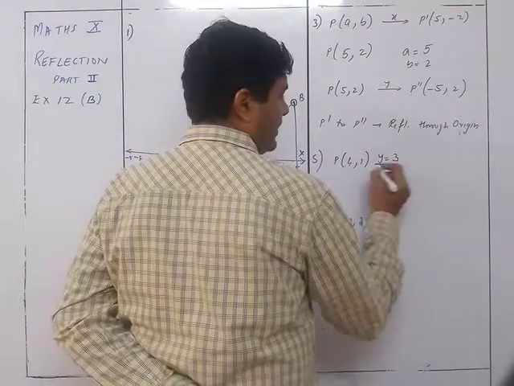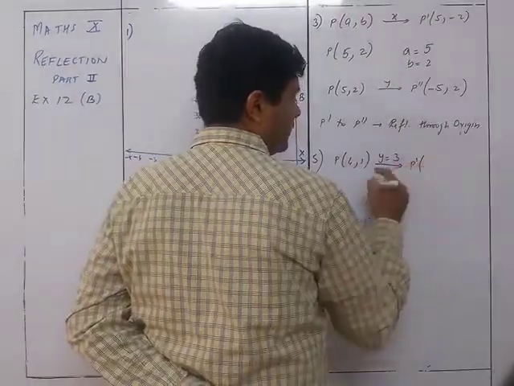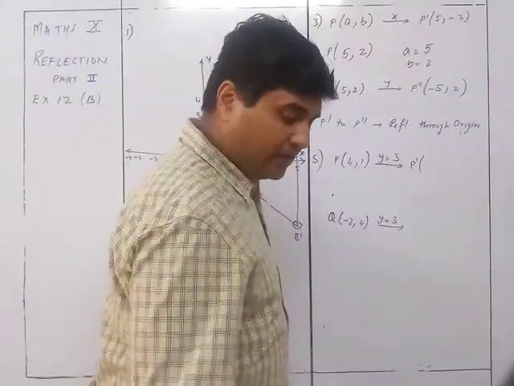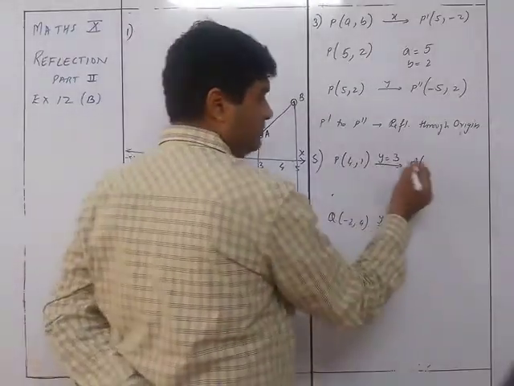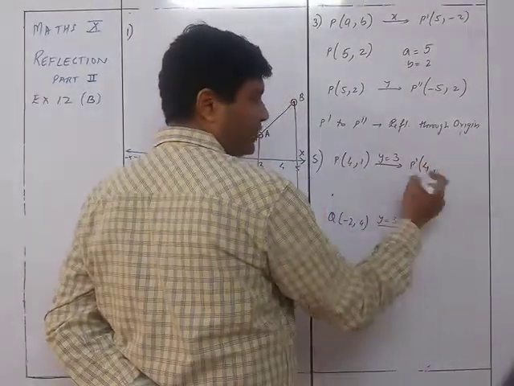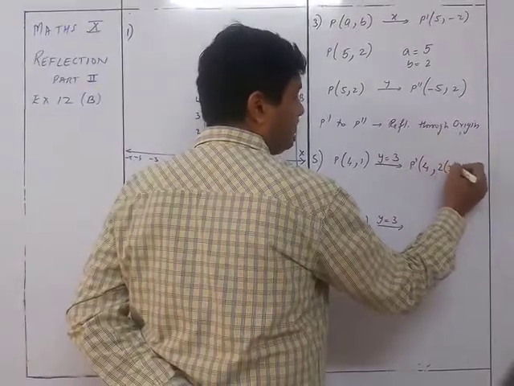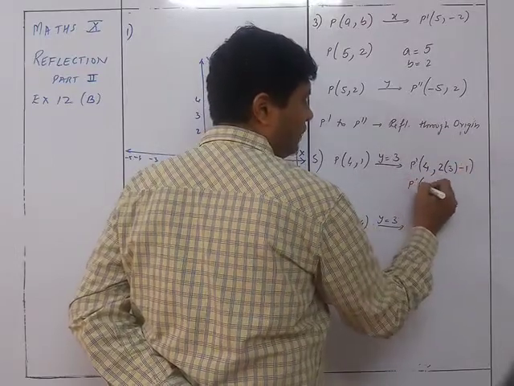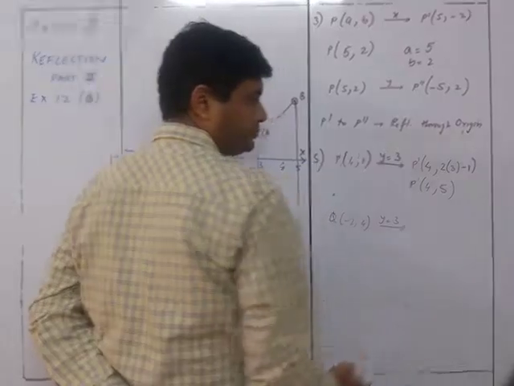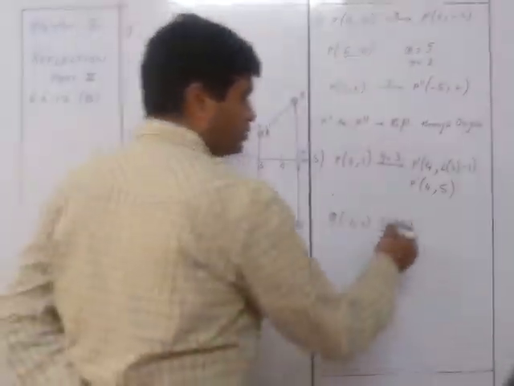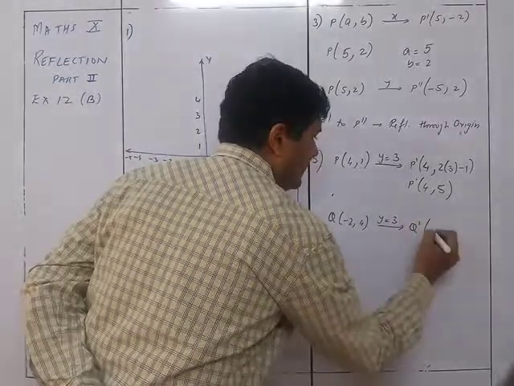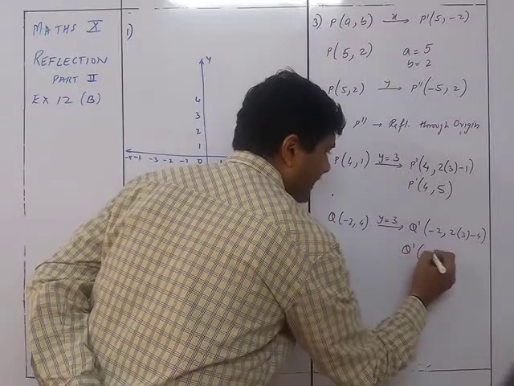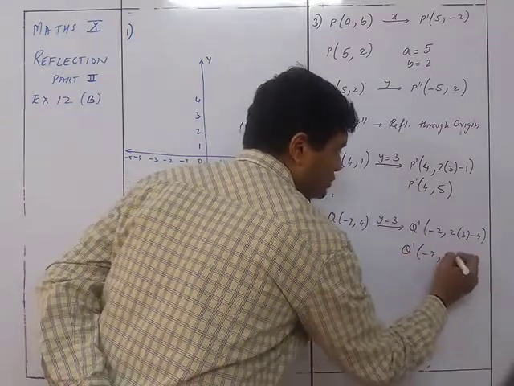So here we have the formula. What is the formula for this? When the line is y equals 3, x remains the same. So x will be 4 only, and y will be 2 into 3 minus y, that is 1. So P dash will be (4, 6 minus 1), which is (4, 5). Again, Q dash will be (-2, 2 into 3 minus 4). So Q dash will be (-2, 2), since 6 minus 4 is 2.